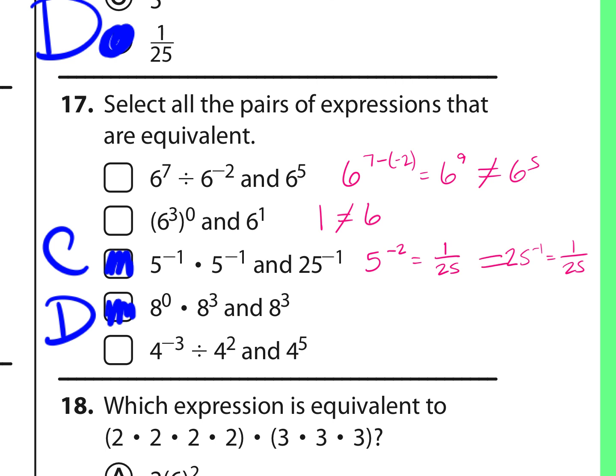These are equal. In our next choice, we have 8 to the 0 power times 8 to the 3rd power. We add our exponents, which gives us 8 to the 3rd power. Is that equal to 8 to the 3rd power? Yes. And then our last choice, we are dividing like bases, 4 to the negative third power divided by 4 squared. So we take our exponents and subtract. We get 4 to the negative fifth power. Is that equal to 4 to the positive fifth power?